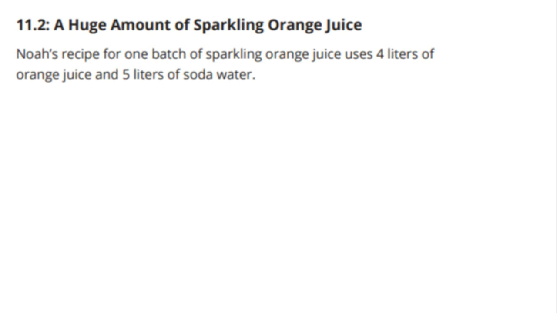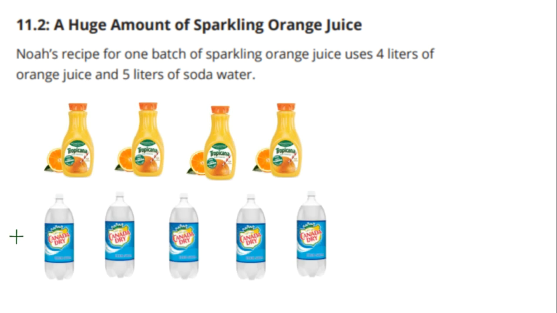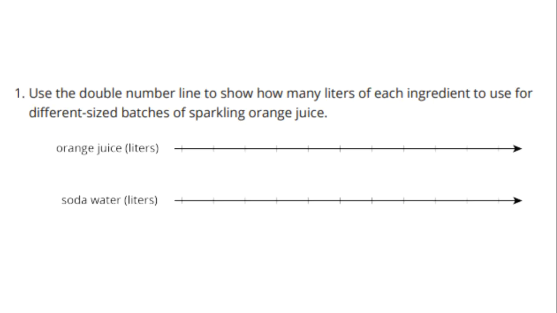So, our problem is Noah has a recipe for one batch of sparkling orange juice that uses 4 liters of orange juice and 5 liters of soda water. So, if we put the 4 liters of orange juice with the 5 liters of soda water, we make one batch of this sparkling orange juice.